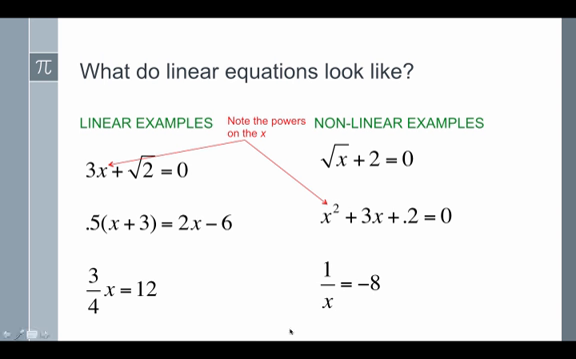And then lastly, down here at the bottom, we have 1 over x. Again, you may not remember what that power is on the x, but clearly it's not x to the first power because 1 over x cannot be the same thing as just x. For those of you that might not remember, 1 over x is simply x to the negative 1. Negative 1 is not equal to 1. So we have 1 over x equals negative 8, which is not linear. In fact, we will actually learn in this first chapter what that is.